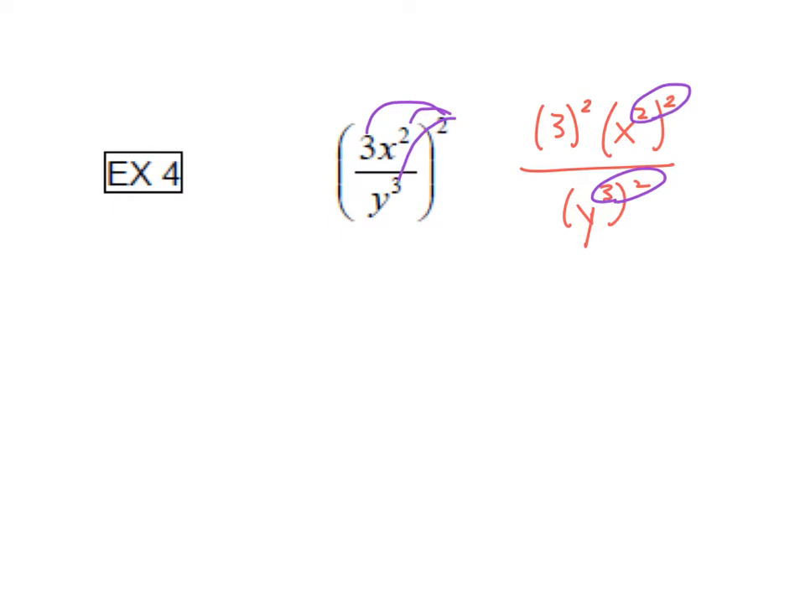So let me talk through it from the beginning. 3 squared is 9. When you square the x squared, because this 2 is on the outside of parentheses, I remember to multiply that, so I get x to the 4th. Over, the y stays on the bottom, but we're squaring that, so you multiply those exponents and you get y to the 6.